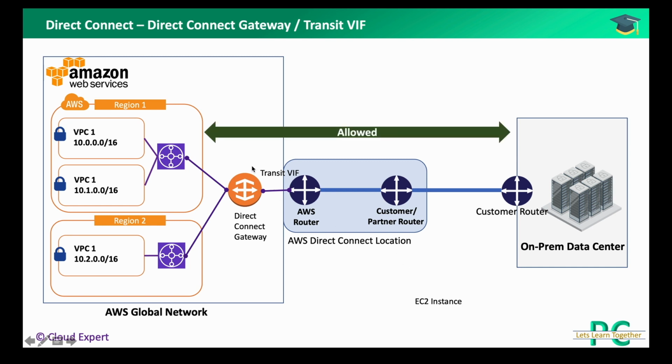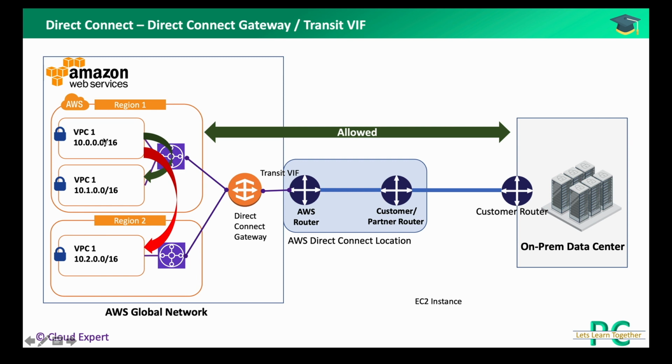Now, in terms of traffic flow, traffic between those VPCs in different regions to the on-prem data center is allowed. Since you are using a transit gateway, you will be able to flow traffic between different VPCs in one region. But if there is no peering connection between the regions, then the traffic from one region to the other region will not flow via the Direct Connect gateway. So please mind this traffic flow.